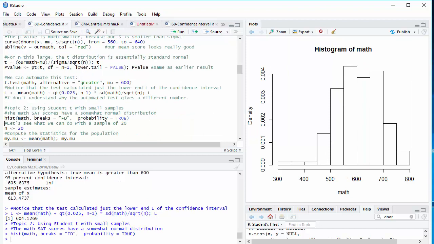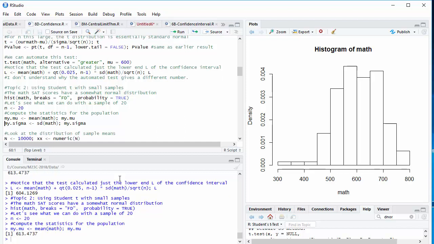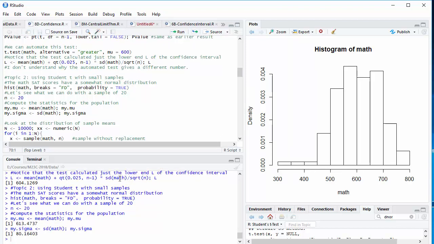Okay, now let's try doing what student t was really designed to do, looking at what happens when you have smallish samples. So let's ask, if we had a sample of just 20 SAT scores from our school, how well could we estimate the school-wide mean SAT score? So now n is equal to 20, and the population now is the entire school. So from my scores, which are in the vector math, I compute my mu and my sigma.